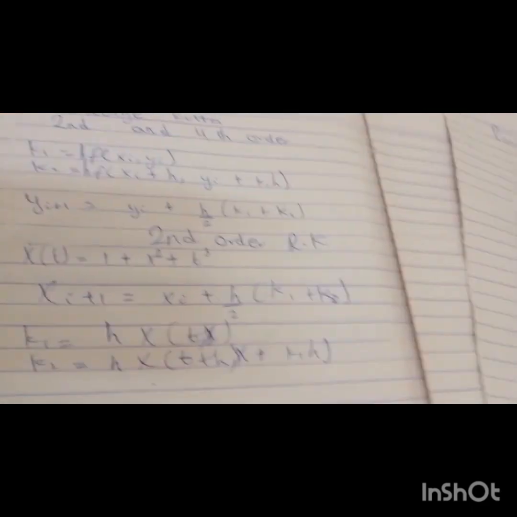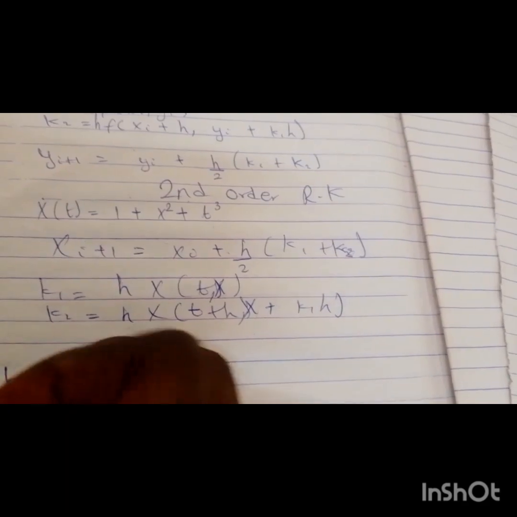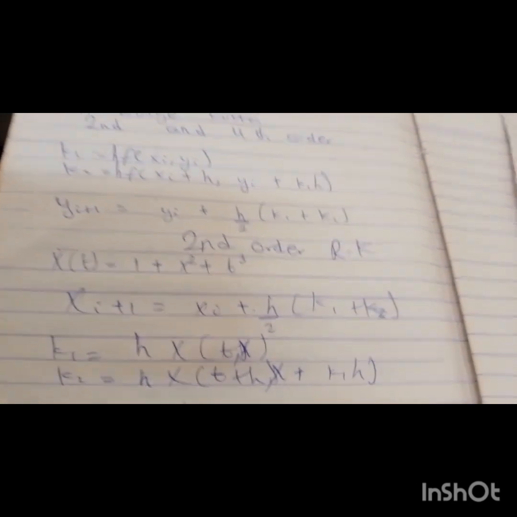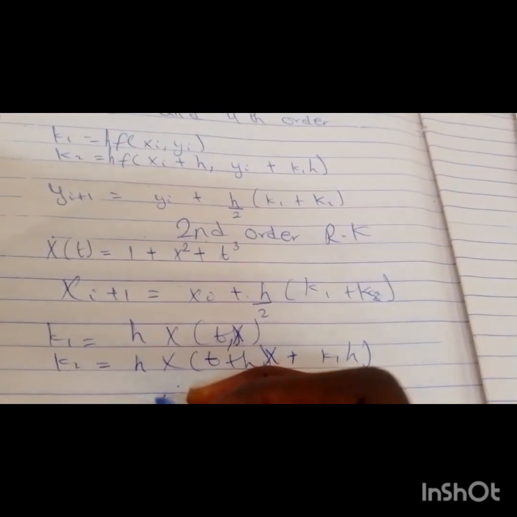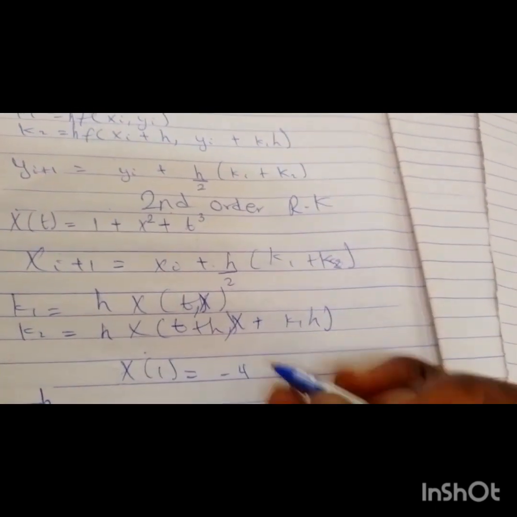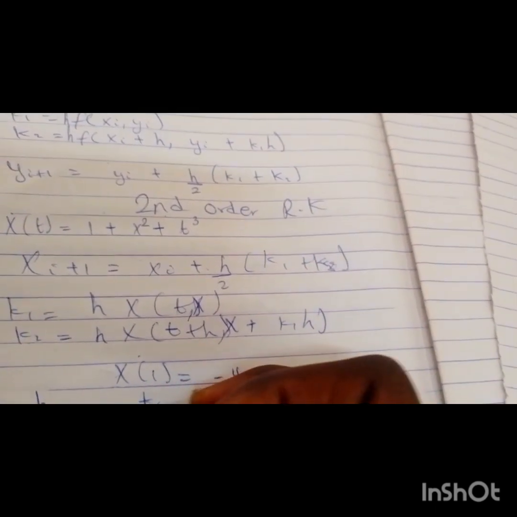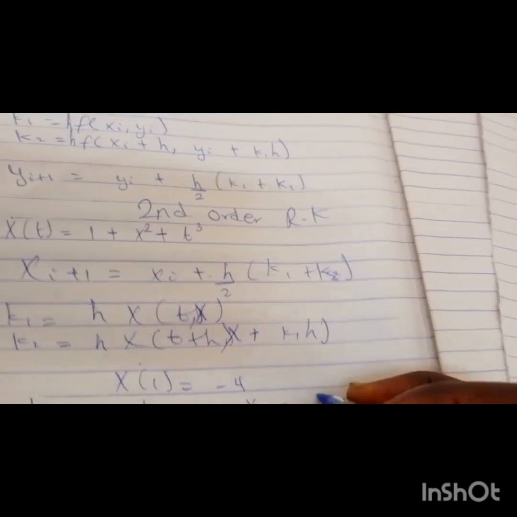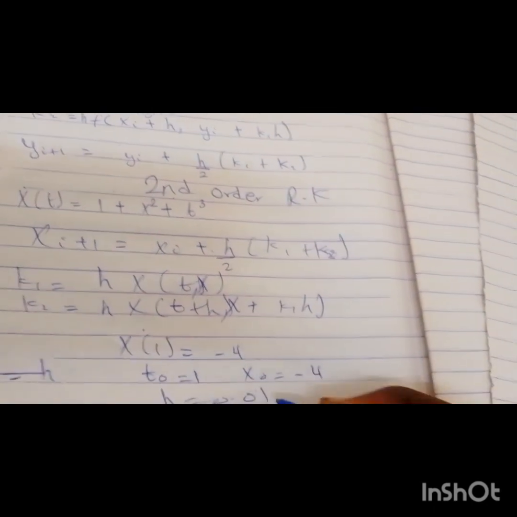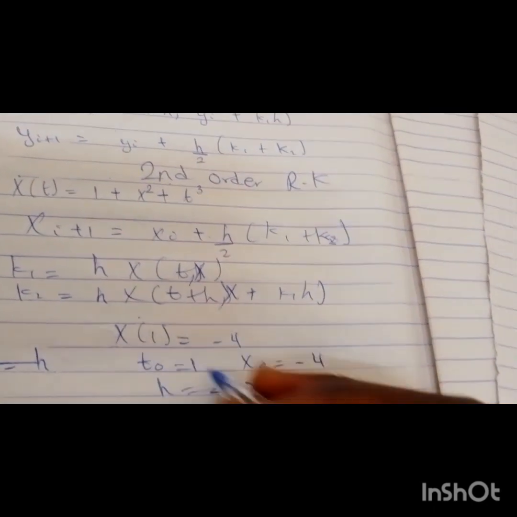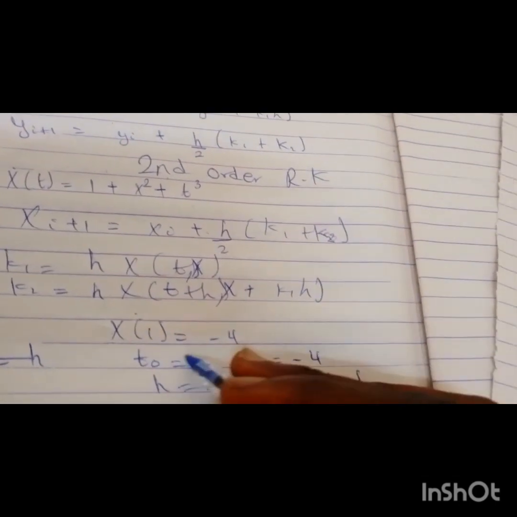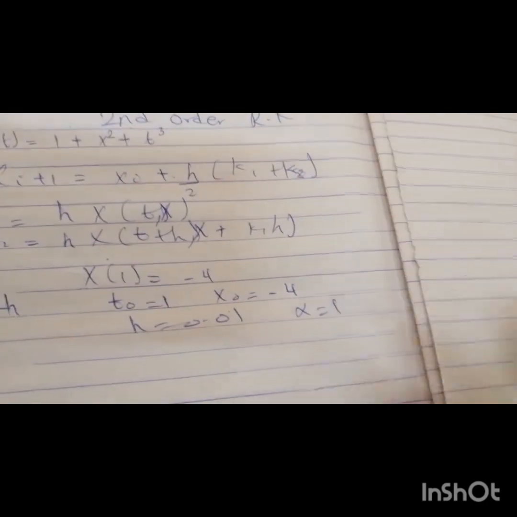Okay, so first of all, we said that k1 is our h. So in the question they will give you h, right? So over here, let me just write the conditions down. So they wrote x of 1 equals -4, which simply means that our t0 equals 1 and then x0 equals -4. Cool. And then we have our h equals 0.01, and then they even added an alpha. It's not necessary though, but then alpha equals 1. This alpha is the same as the t0.